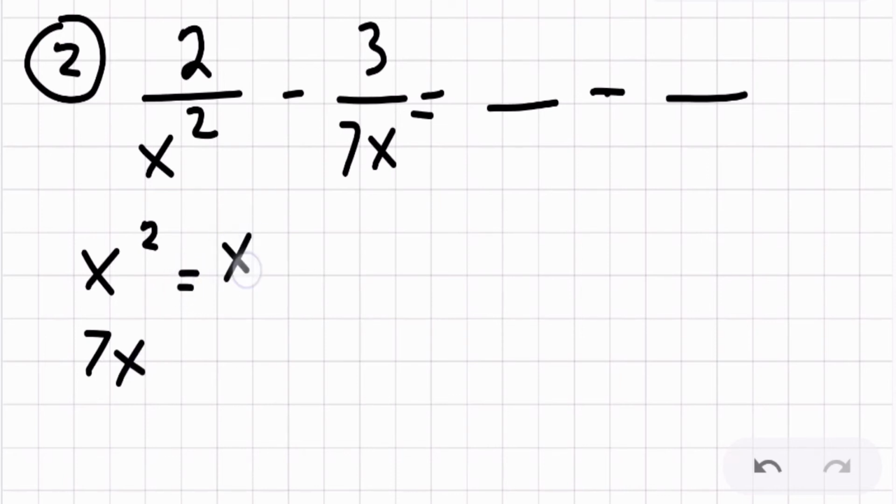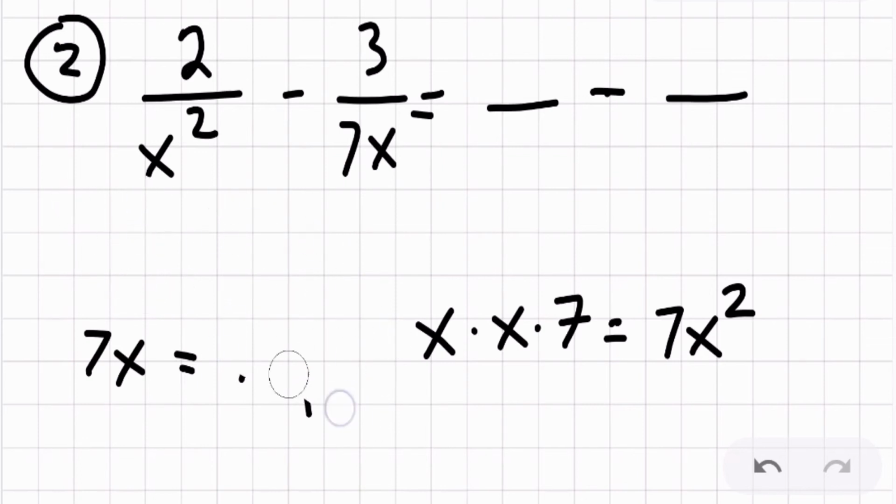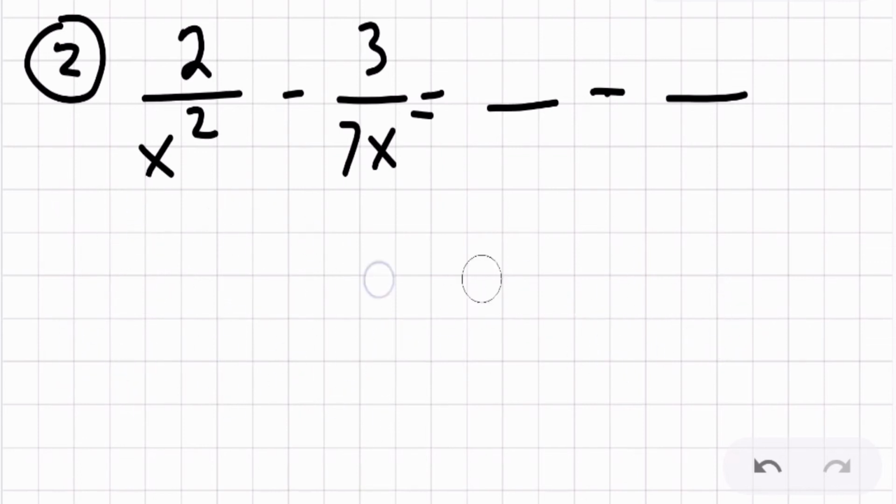Let's find out. So x times x, and then for this one we have 7 times x. So it must be divisible by x, and it must be divisible by another x, and by 7 as well. So that will give us a product of 7x squared. Okay, and then after doing this, we now have our LCD, which is 7x squared. So we will use that here.